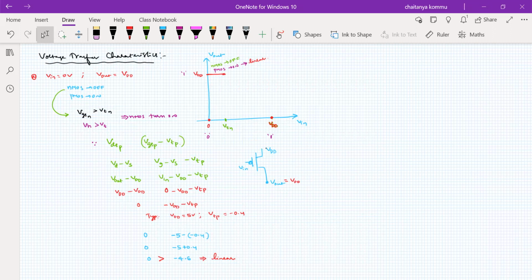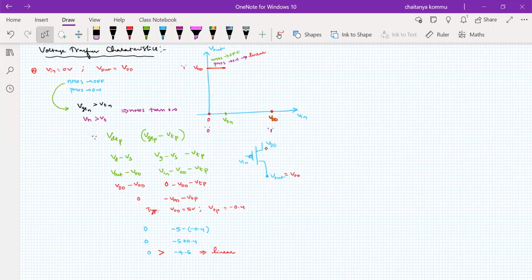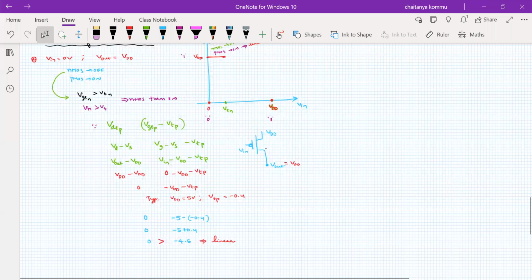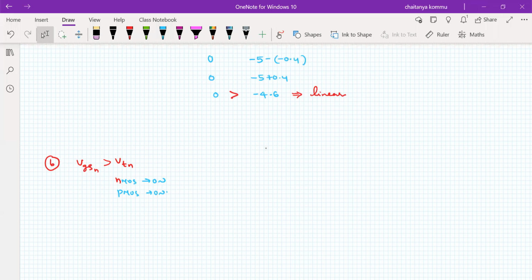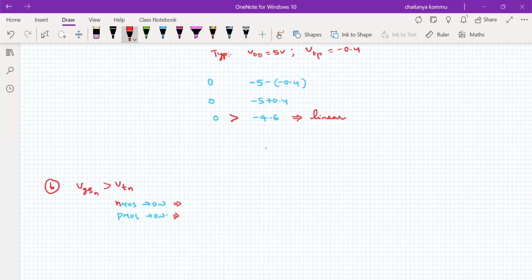Now, after VN is equal to VTN, what will happen? That means when VGS is greater than VTN, the NMOS turns on, and the PMOS is also on. Now we should say what is the region of operation of this one. That's also an important one. Here both transistors are on. The point of discussion is here.